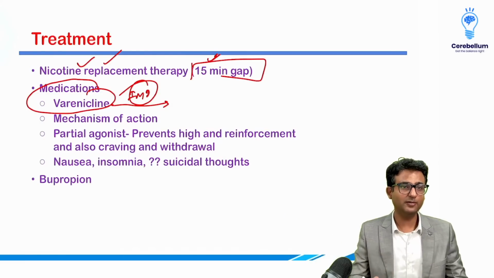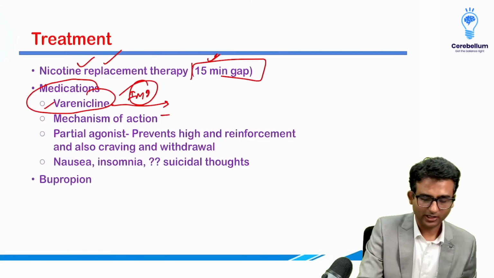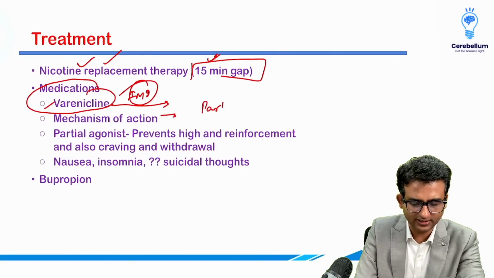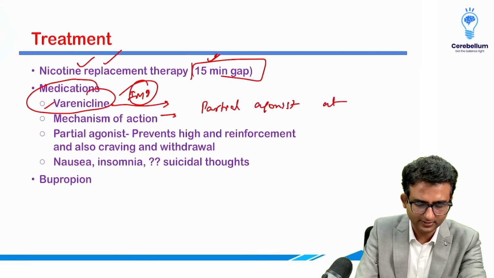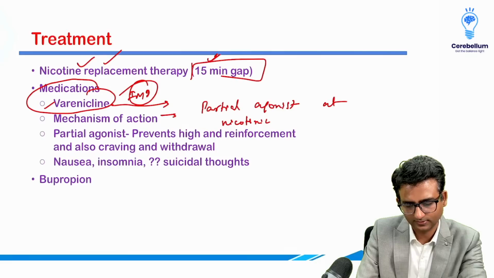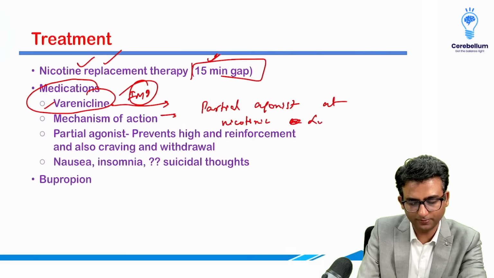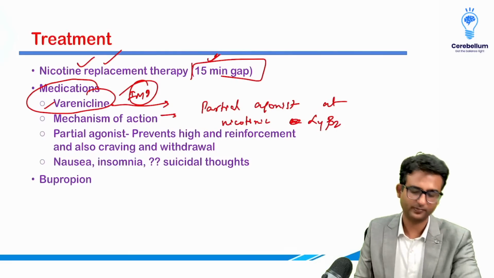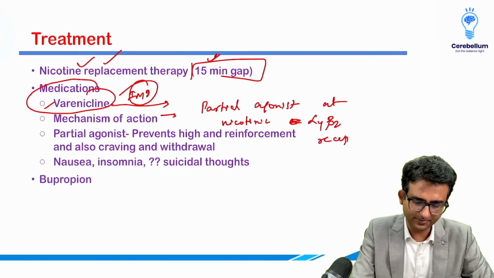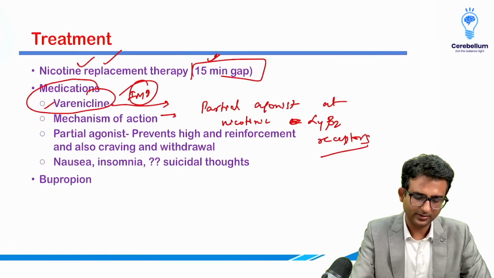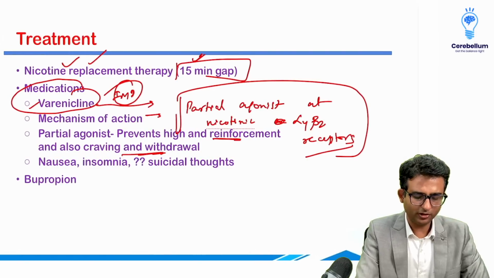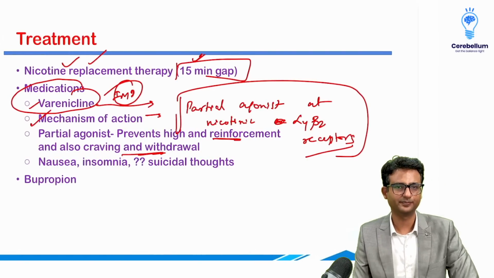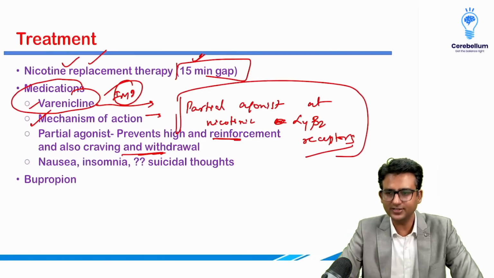But the newer, more effective treatment is varenicline. How does it work? It's a partial agonist at nicotinic acetylcholine alpha 4 beta 2 receptors. So it prevents the reinforcement, it prevents the withdrawal. Pretty effective drug. Alpha 4 beta 2 receptors, partial agonist.